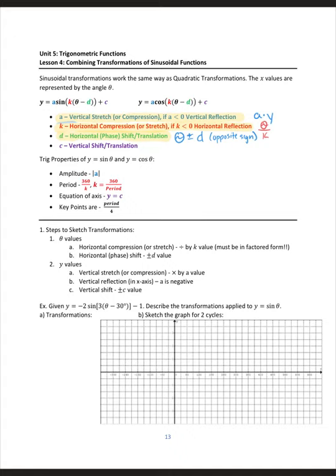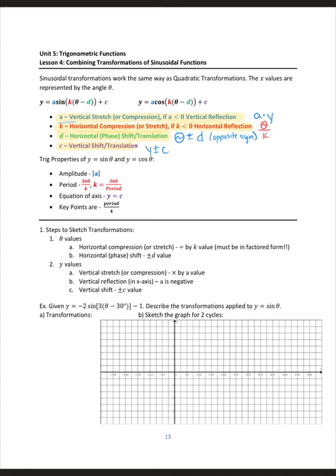And then finally, we have the vertical shift, or vertical translation. Because it's vertical, it affects my y values. So for this one, it's going to be y plus or minus c. Okay, and it's not the opposite sign. So whatever c is, that's either going to be added to y or subtracted from y.